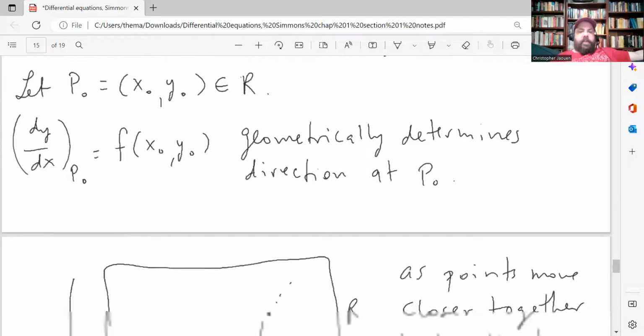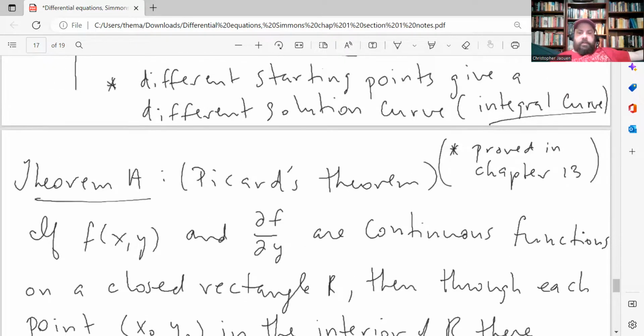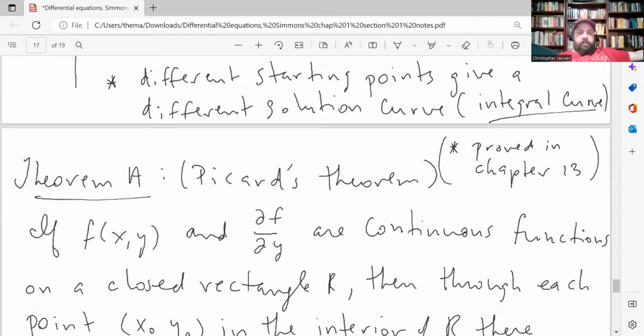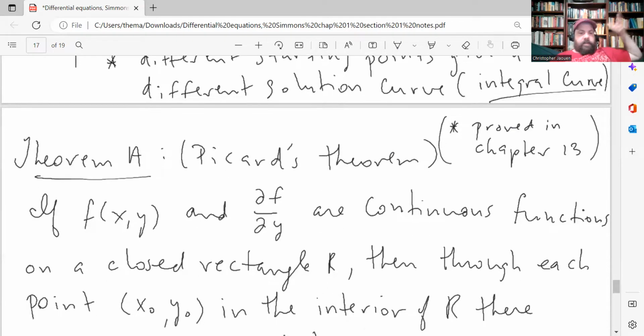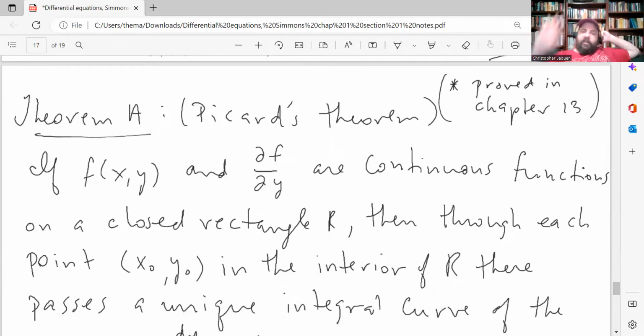Well, let me show you that theorem first, and then I'll get to the intuitive notion. So here, Picard's theorem is a statement about that type of thing. He doesn't prove this early on in the book. He proves it in chapter 13, and it's a very difficult statement to prove. So we'll have to wait for a while to get to the proof of this.